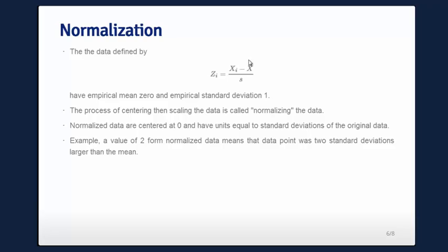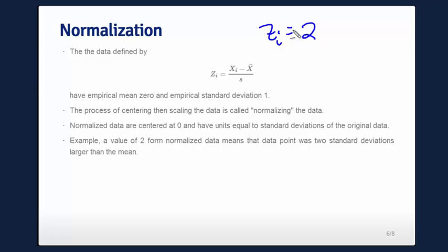So if something has a z value of 2, if zi equals 2, then that's going to imply that zi was 2 standard deviations from the empirical mean. Standardization is often very, very useful to get unit-free quantities to compare across different measures.